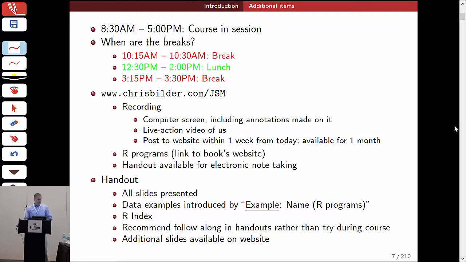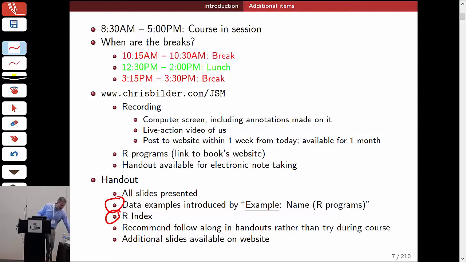With respect to these handouts, all of our slides that we will be presenting here today are in this packet. A little organizational structural note is that whenever we have a data example, you'll see towards the top of that slide, or multiple slides if it goes over multiple slides, simply example, the name of the example, and also the corresponding R programs that we will be using for that particular example. Again, that's there to help you out, especially after this course.